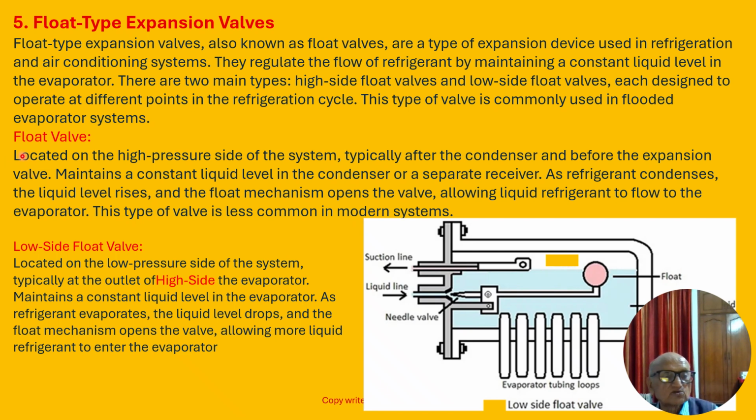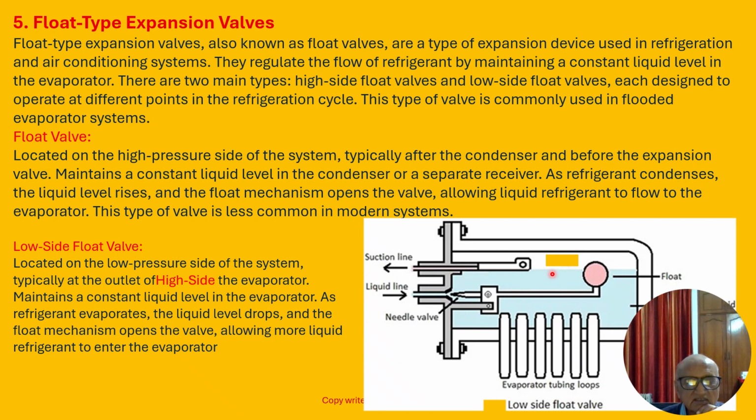Float valve, located at the high pressure side of the system, typically after the condenser and before the expansion valve. It maintains a constant liquid level in the condenser or a separate receiver. As refrigerant condenses, the liquid level rises and the float mechanism opens the valve, allowing the liquid refrigerant to flow to the evaporator. This type of valve is less common in modern systems.